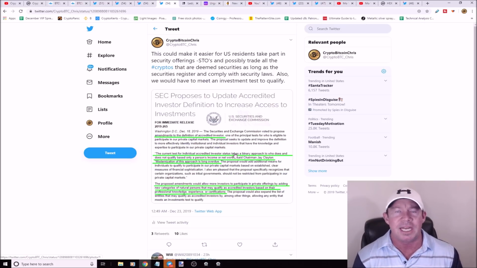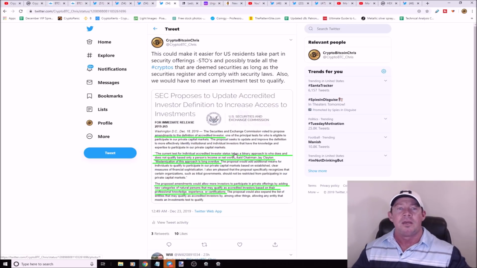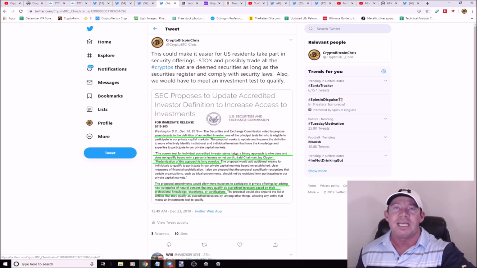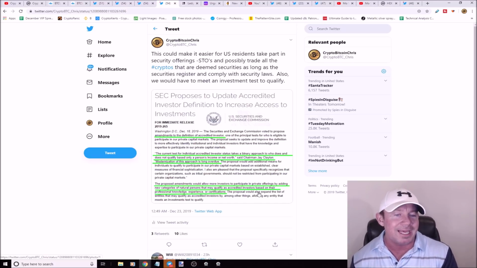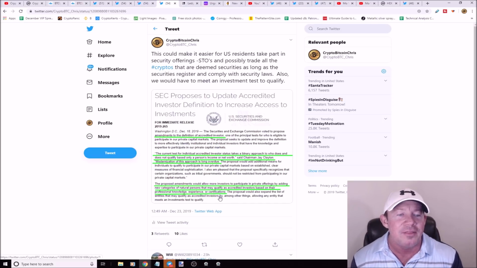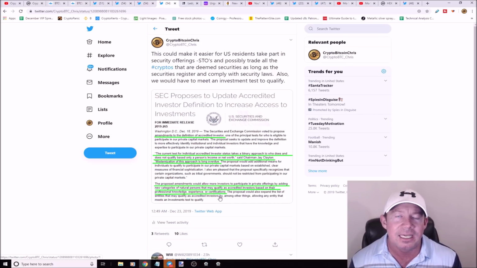They said, hey, Bitcoin's not a security, Ethereum's not a security, and now they're like, hey, there's potentially securities out there, but we want to make it easier for people to trade them. So they're going to make these investments so everybody like us can participate in private offerings. They're going to add new categories so people can qualify. And down here at the bottom, and I kind of missed this the first time, that's why I want to talk to you about it again, you may qualify as an accredited investor based on your professional knowledge, your experience, or certifications. The proposal would also expand the list of entities that may qualify as accredited investors. They're going to allow any entity that meets an investments test to qualify.